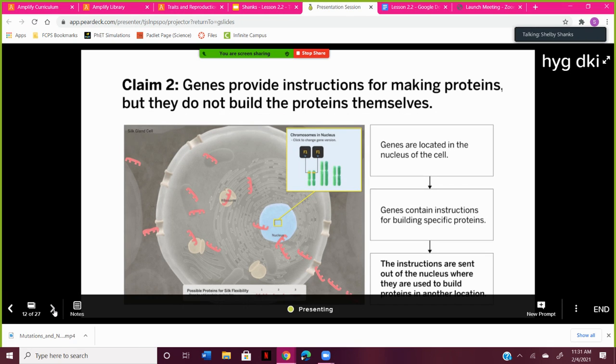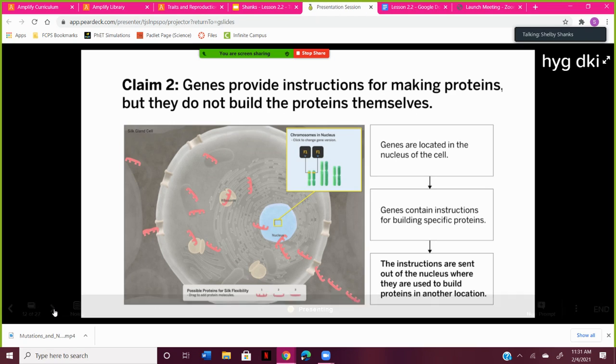So claim 2 is still saying that genes provide instructions for making proteins, but they do not build the proteins themselves. So this is in turn saying that the instructions are sent out of the nucleus. These proteins are not coming out of the nucleus. They are used to build proteins in another location. This means that proteins are not being built in the nucleus. They're being built somewhere else, and the genes are providing those instructions for them.